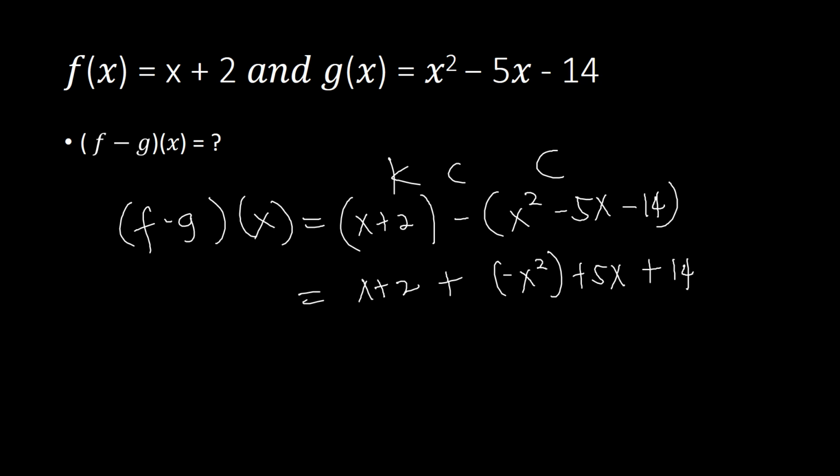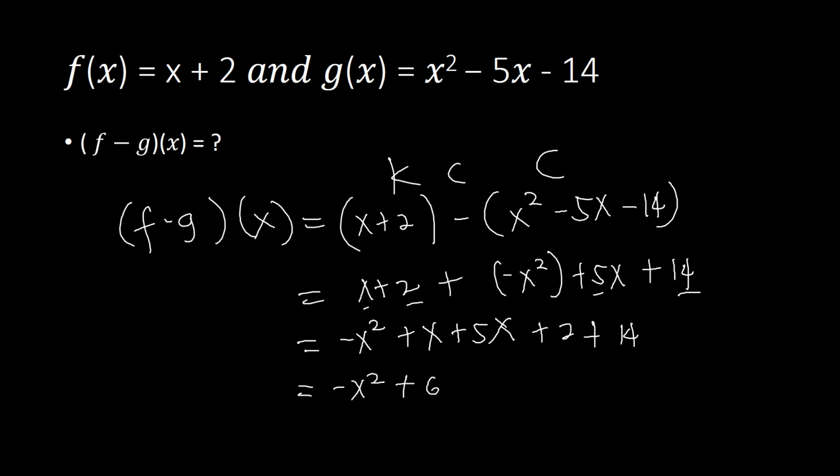Then arrange. We've got negative x squared. We follow plus x. Then plus 5x. Then plus 2. And then we have plus 14. Then we try to combine like terms. So we've got negative x squared, x plus 5x, that's 6x. 2 plus 14, that is positive 16. So this is now f minus g of x.